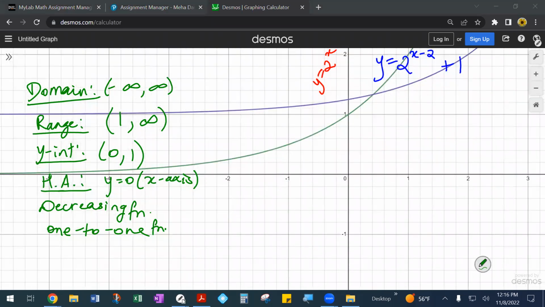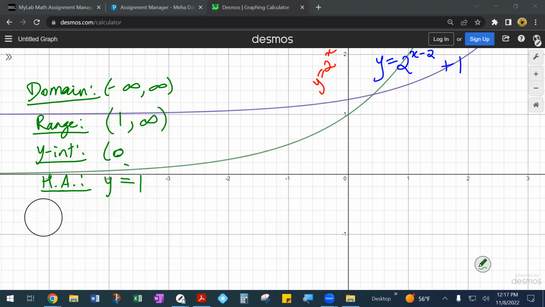touch each other. Where's your y-intercept now? The y-intercept also moved, right? Because we moved 1 unit up. So where does our y-intercept move? Of course, our horizontal asymptote has also changed. It's actually going to be at y equals 1. Since my base was 2, it is still going to be an increasing function.